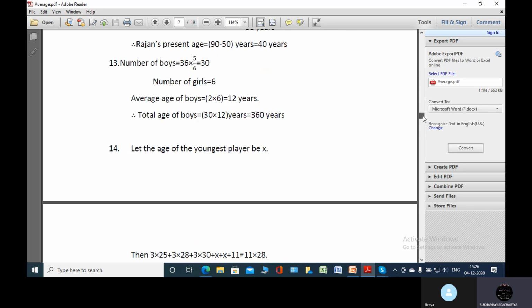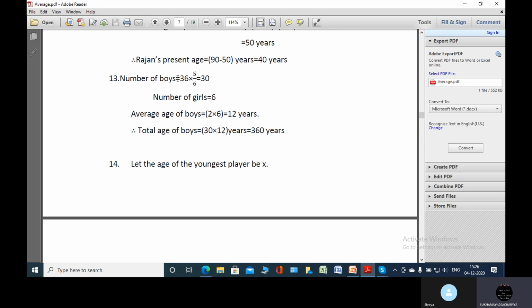The number of boys is equal to 36 into 5 by 6, from ratio proportion problem, that is equal to 30. So the number of girls is equal to 36 minus 30 is equal to 6. So the average age of boys is equal to 2 into 6 is equal to 12 years. So the total age of boys is equal to 30 into 12 years is equal to 360 years.